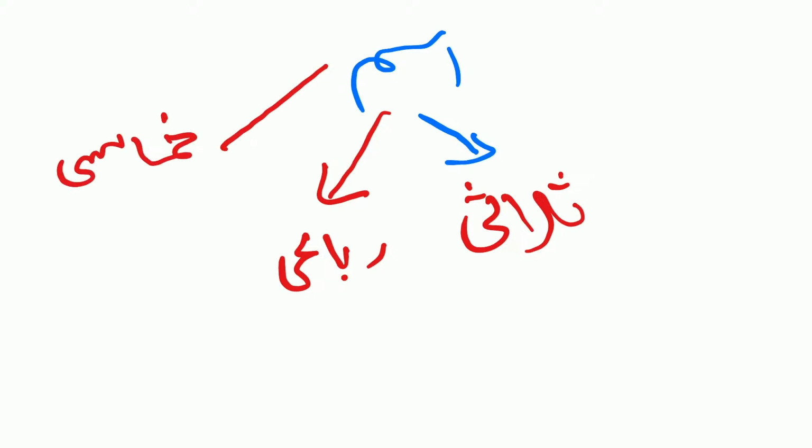Repeat loud. Thulathi, ruba'i, khumasi. Say loud. Thulathi, ruba'i, khumasi. Thulathi means the one which has 3. Ruba'i, 4. Khumasi, 5 letters.